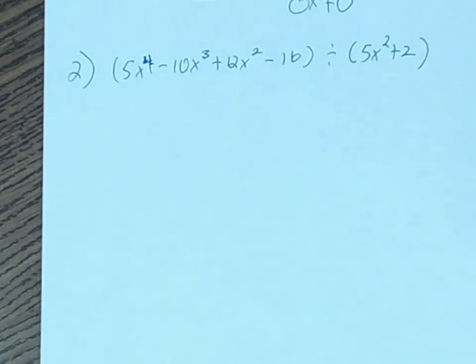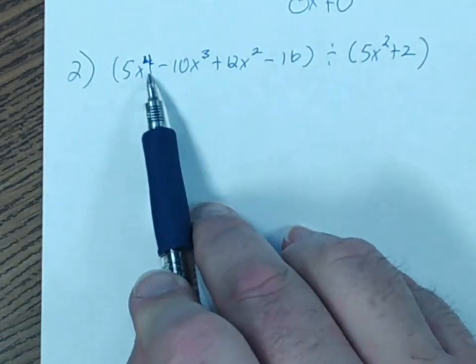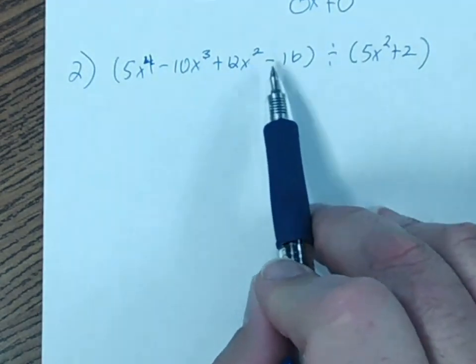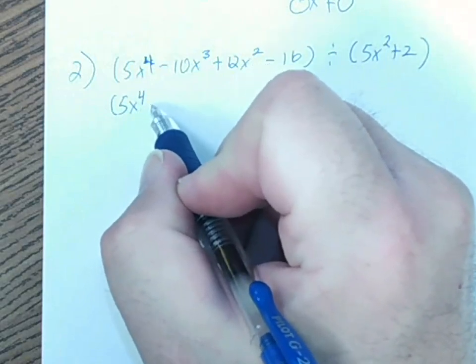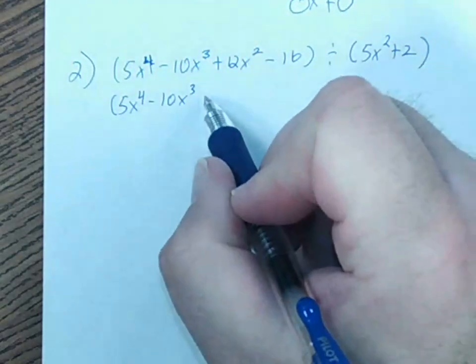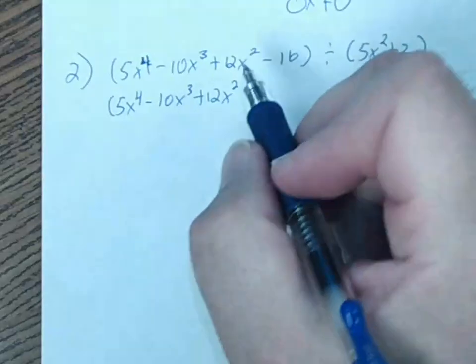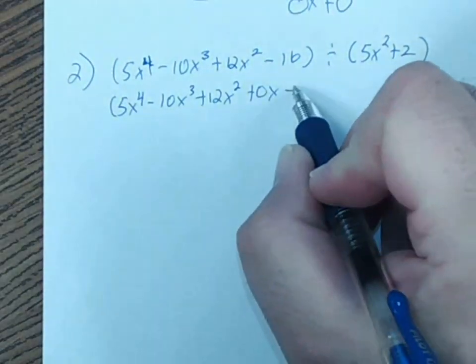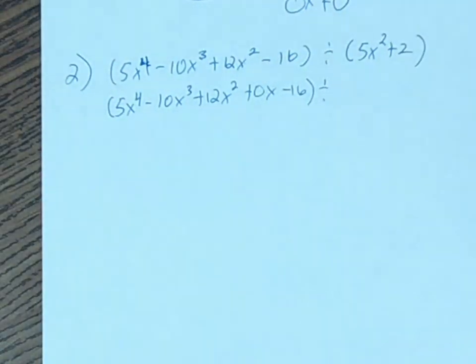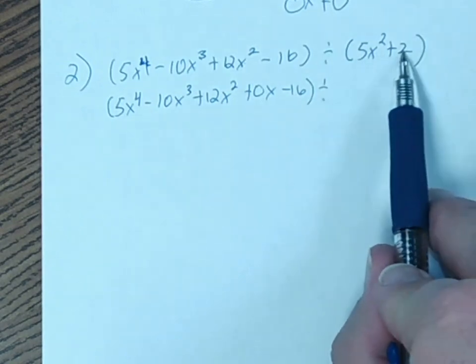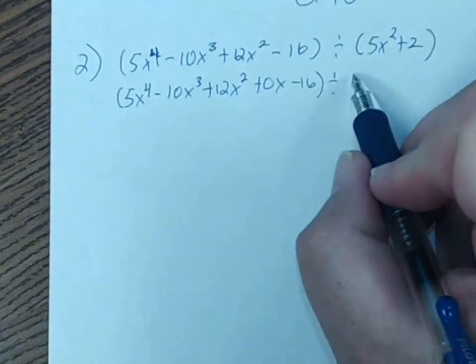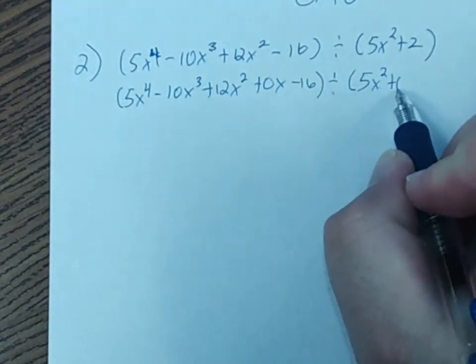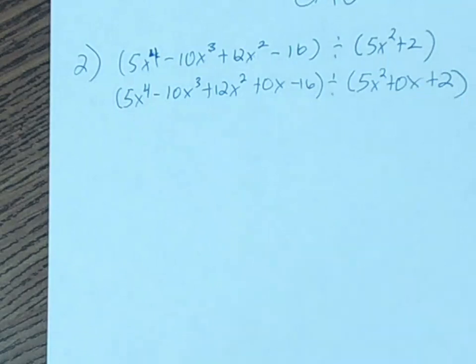First thing I'm going to look for is, do I have all the terms? Well, let's see. I've got x to the 4th, x to the 3rd, x squared. I have no x. So I need to rewrite this with that placeholder. 5x to the 4th minus 10x cubed plus 12x squared. And then I'm going to put in a plus 0x, then minus 16. Let's check the other one now. So I got 5x squared. I should have something with just x and then a constant. Well, I certainly have the constant, but I don't have the just x. So I need to put a placeholder in there. So I'll put a placeholder 0x in there for you.